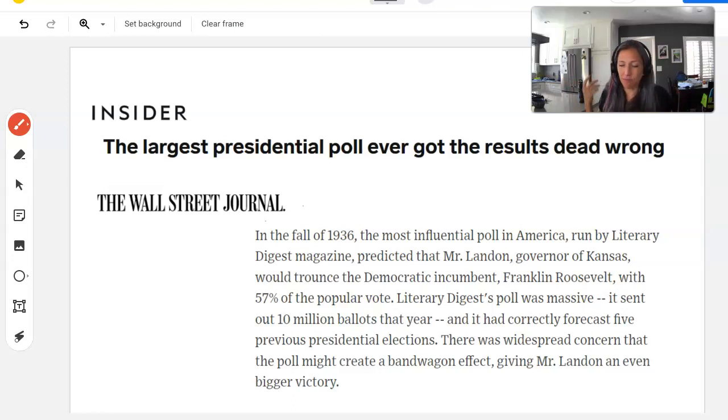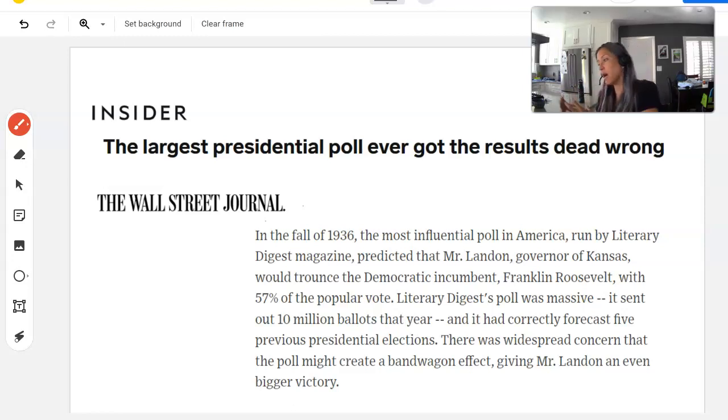So they grabbed phone numbers, they grabbed country club registrations, they grabbed driver's registrations. They're basically going with all of the places that the affluent part of the population would be: country clubs, cars. They have a car in 1936 and they have a phone in 1936. So for all these reasons, they collected a huge amount of data, but only from this part of the population that wasn't representative.